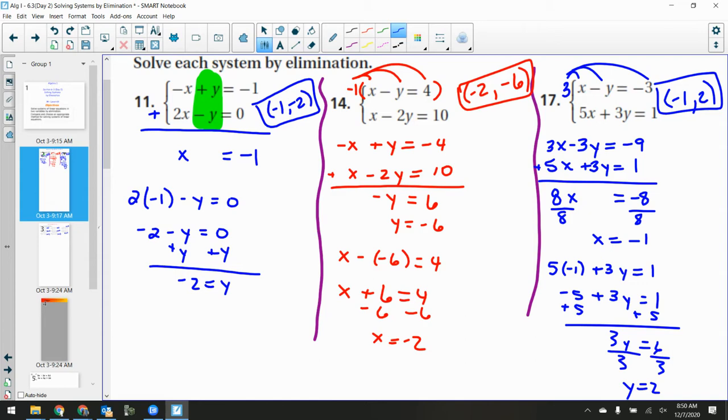Okay, how do we feel about that solving by elimination? Terrible. Terrible? I just did terrible. Well, good thing we're doing a second day on it today, right?